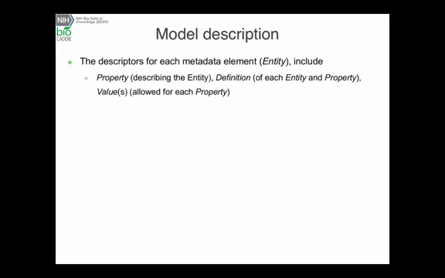So the model description that you can find as well as a spreadsheet in an appendix, you will find that for each metadata element or entity, we include the different properties describing the entity and a definition for each of them, both entities and properties, as well as what are the values expected for those properties. When available, also in the spreadsheet, you will find that we link back to the use cases and mappings that make the entity or property relevant.